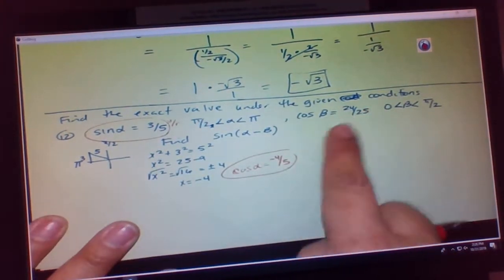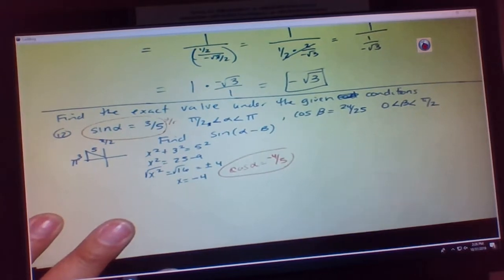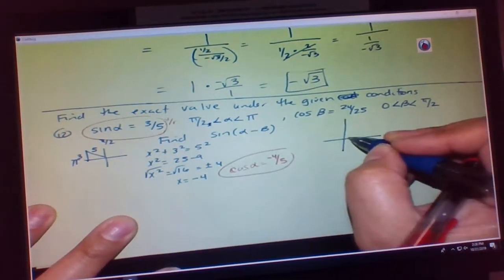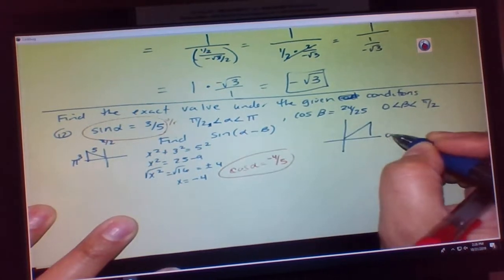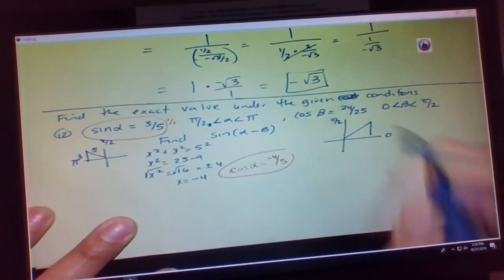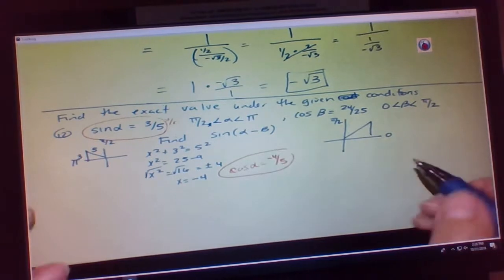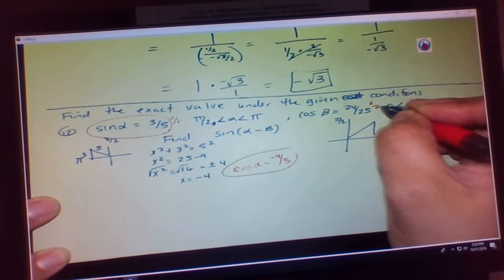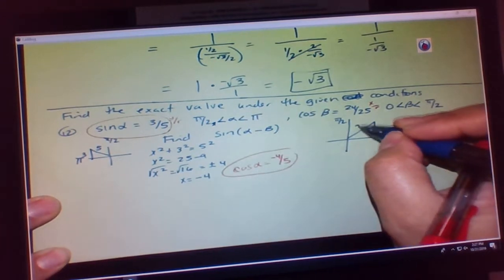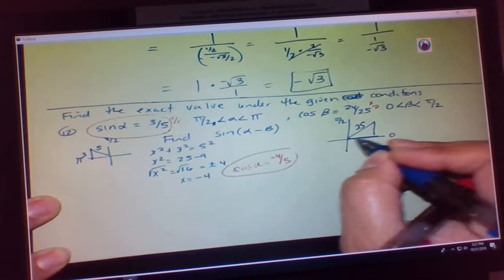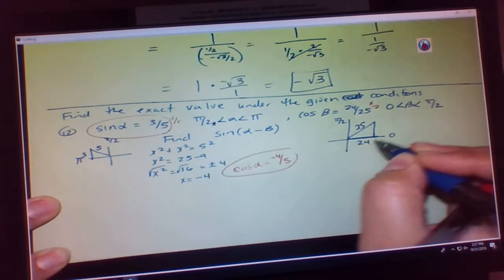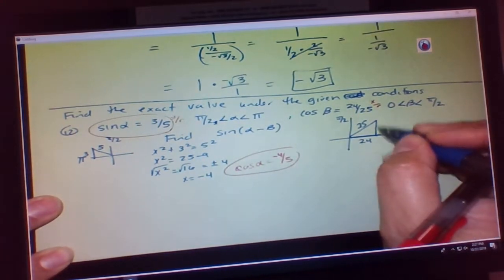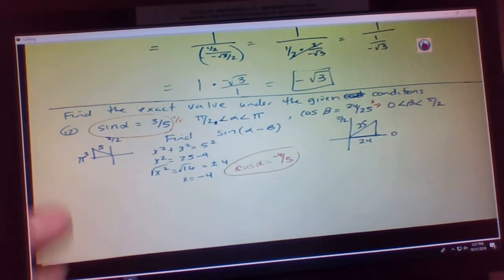But now I have to work with my other angle. And this one happens here because it's between 0 and pi over 2. They give you cosine. Cosine is x over r. So then this part is 25. This part is what? 24. So who are you looking for? 7. It's not a 23.